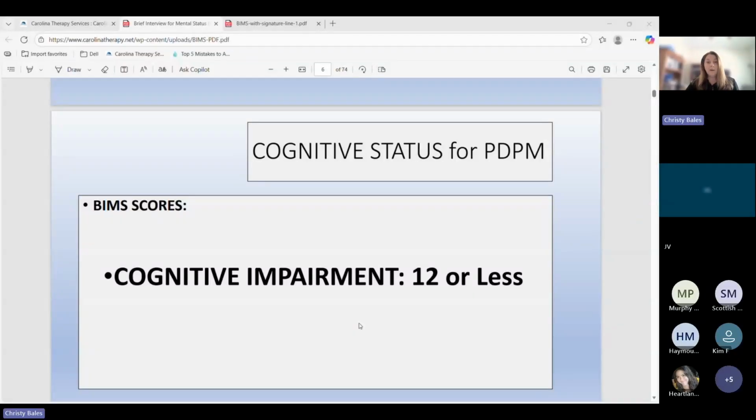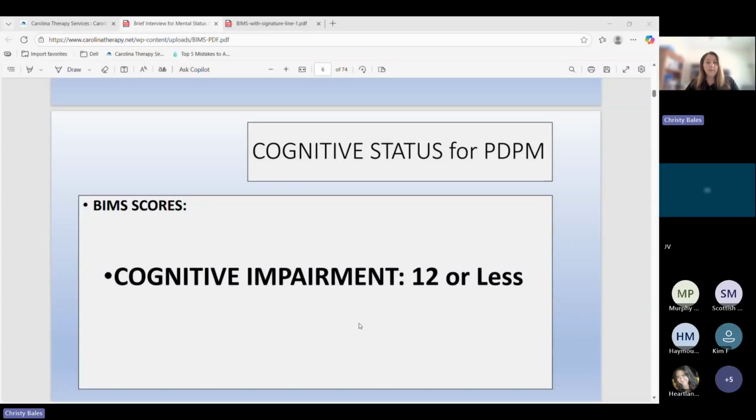So a cognitive impairment is 12 or less. And of course, anything that is 13, 14, or 15, we should have another assessment. So if it's below 12, you don't necessarily need another assessment unless you want to figure out what else are the problems, because the BIMS, of course, only touches a couple things. And so I usually do the SLUMS. Some people do the MoCA.